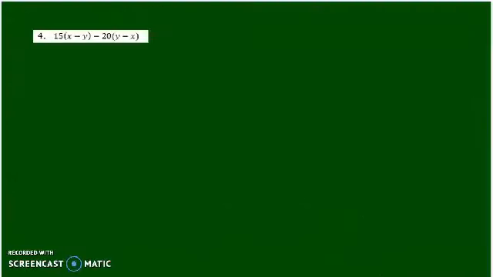Okay, let's have the fourth example. So which is 15 times x minus y minus 20 times y minus x. Now, is x minus y similar to y minus x? Definitely no. What we're gonna do now is to factor out the negative 1 for both x minus y and y minus x.